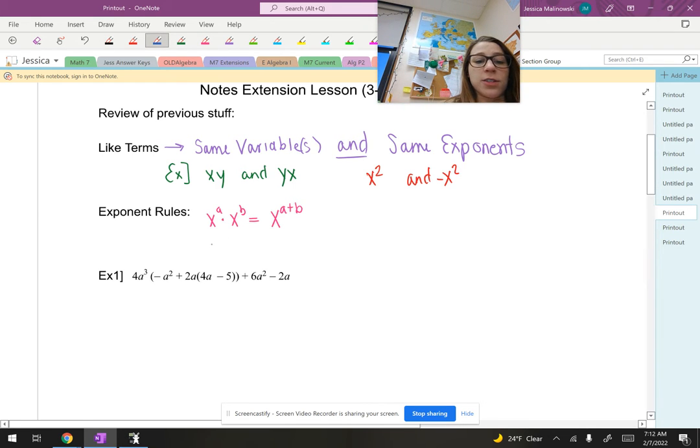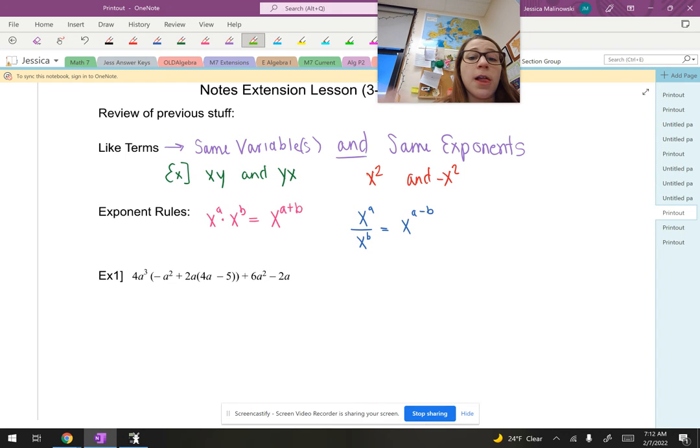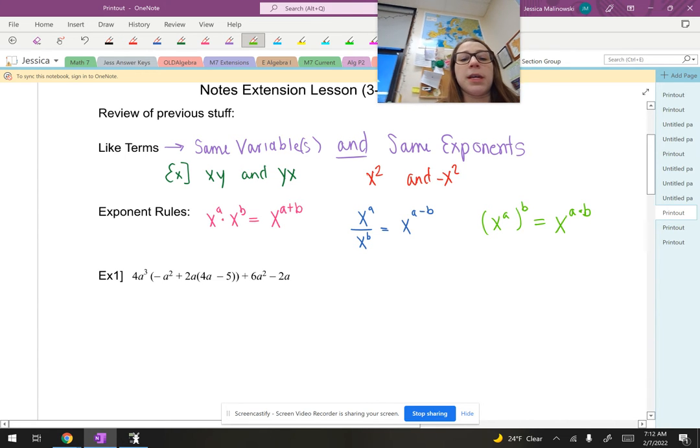If you've got division going on, if you have x to the a divided by x to the b, again, with those same bases, that turns into x to the a minus b. And then last but not least, don't forget about your powers to powers, where you have x to the a being raised to the b power turns into x to the a times b.